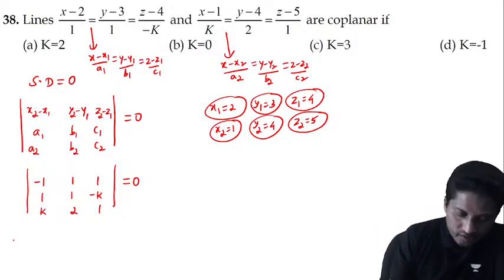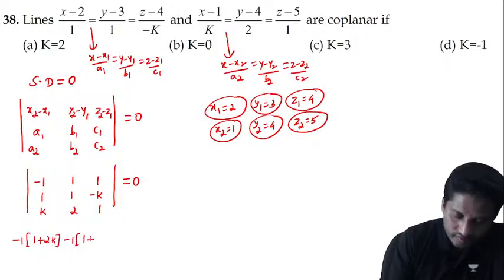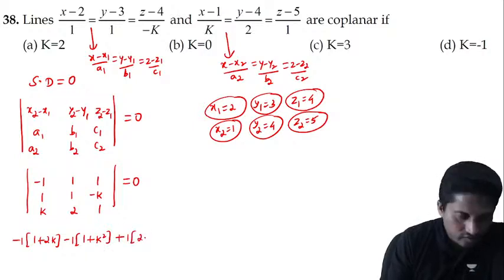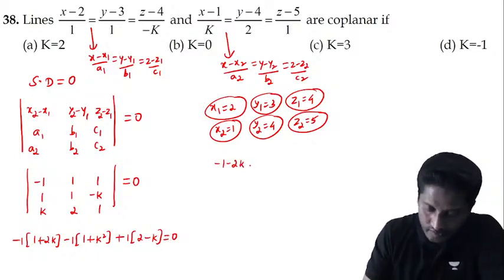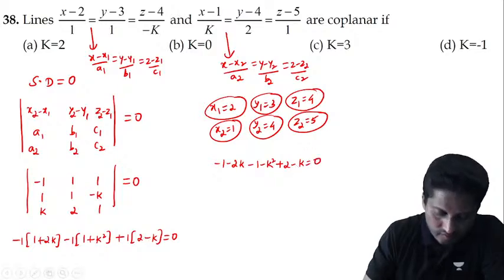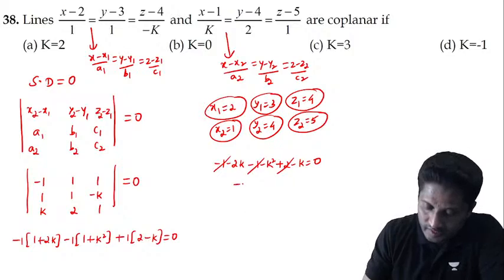Let's expand this. Minus 1 into delete first row first column, 1 plus 2k. Minus 1 delete first row second column, 1 plus k square. Delete first row last column, you will get 2 minus k equal to 0. So this is minus 1 minus 2k minus 1 minus k square plus 2 minus k is equal to 0. Minus 1 minus 1 is minus 2, which will cancel with plus 2. So I get minus k square minus 3k is equal to 0.